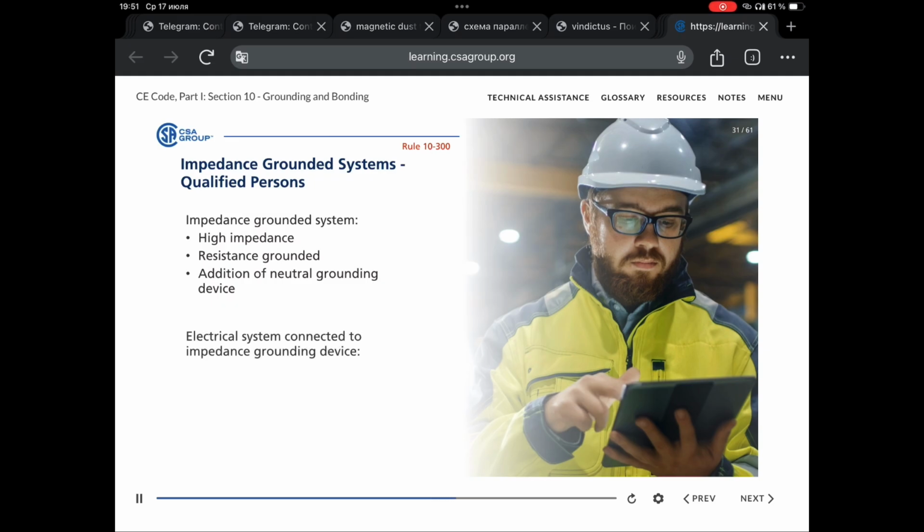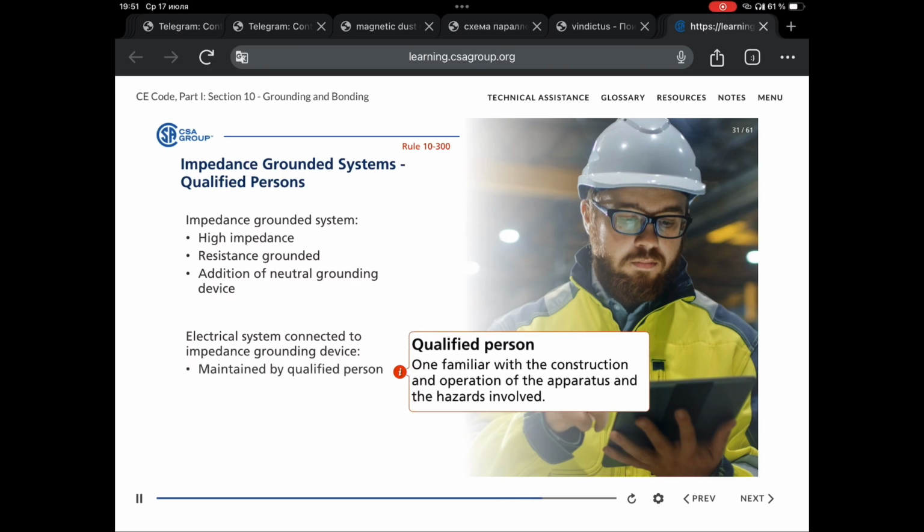When an electrical system is connected to an impedance-grounding device, it must be maintained by a qualified person. These requirements must also be monitored and meet certain conditions.